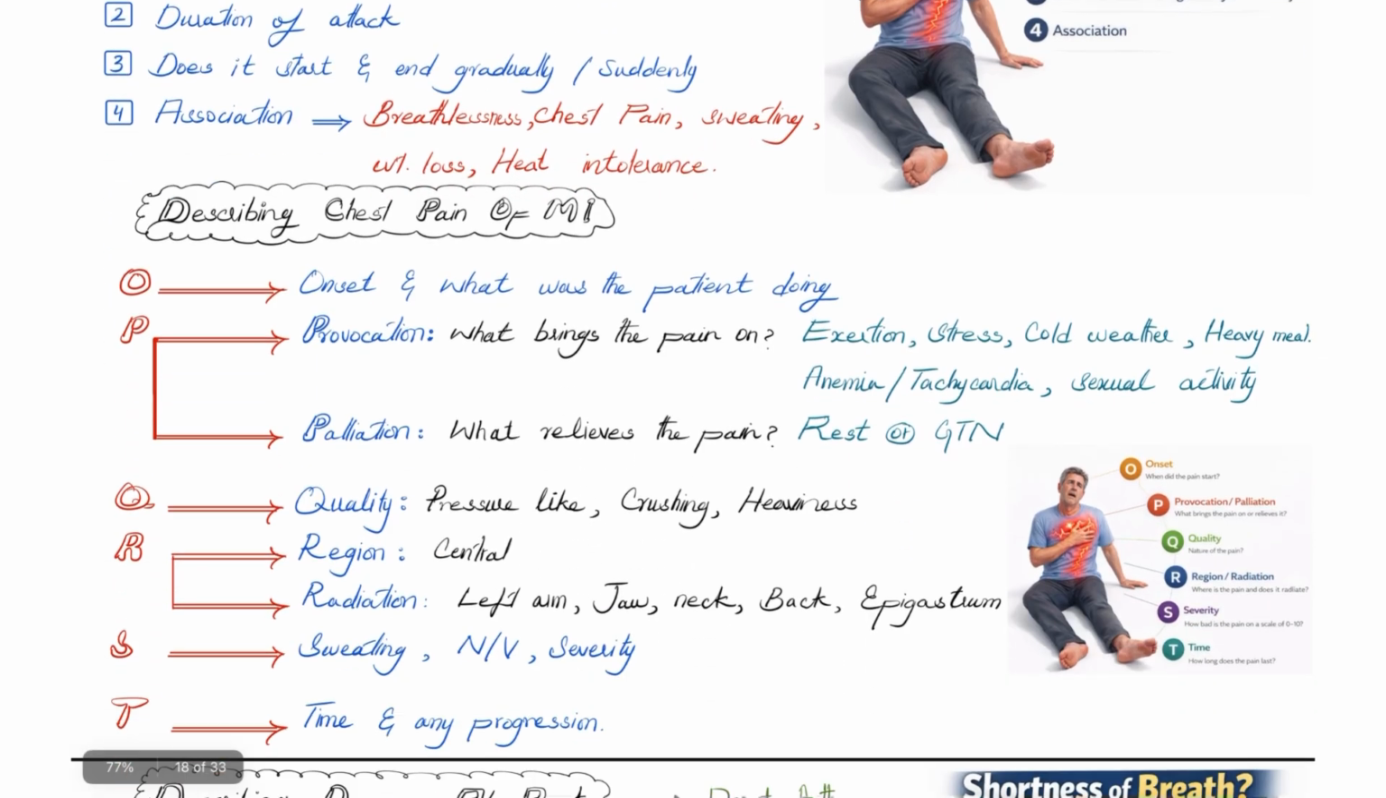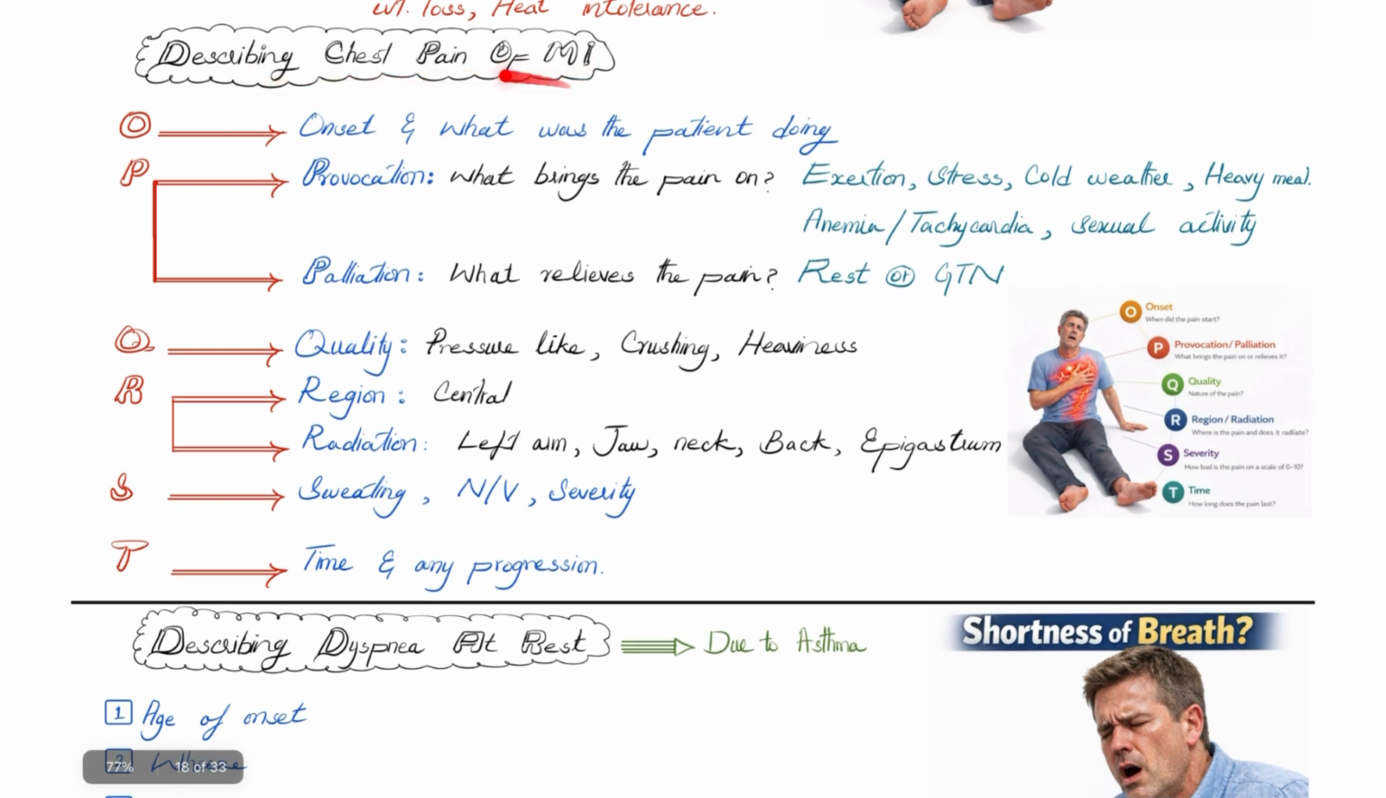Now describing chest pain due to myocardial infarction. The mnemonic is OPQRST. O stands for onset, and what the patient was doing when it started. P stands for provocation and palliation. Provocation means what brings on the pain, like exertion, stress, cold weather, heavy meal, anemia, tachycardia, or sexual activity. And what relieves the pain, like rest or glyceryl trinitrate.